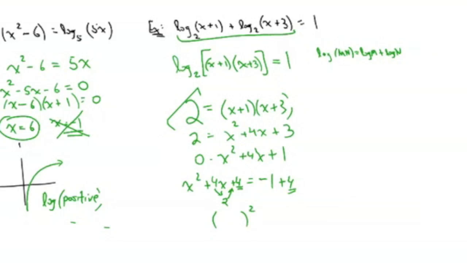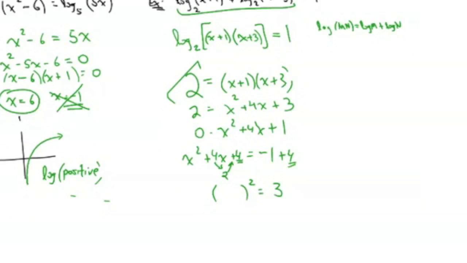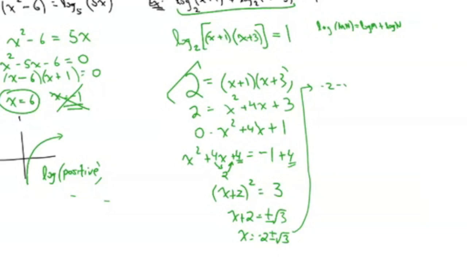The left-hand side is a perfect square, the right-hand side is just 3. What perfect square? X plus 2. It's that half number. And then you square root both sides, and you subtract 2. Ooh, ugly answer. Analysis. There's two answers here: -2 minus the square root of 3, and -2 plus the square root of 3.